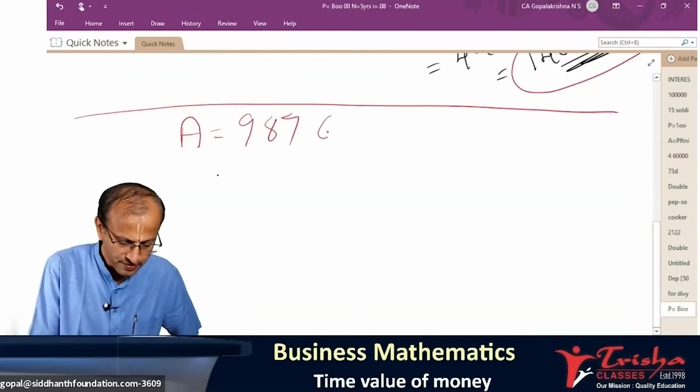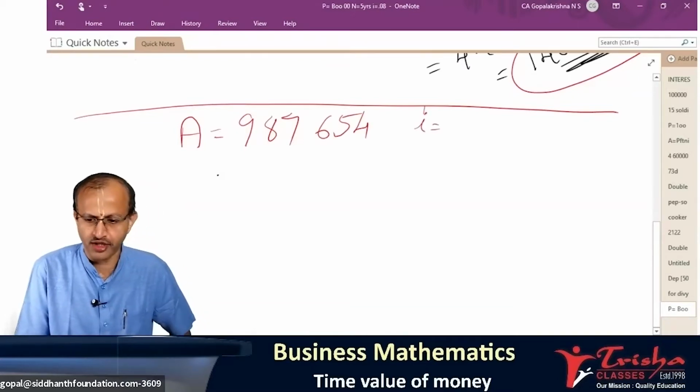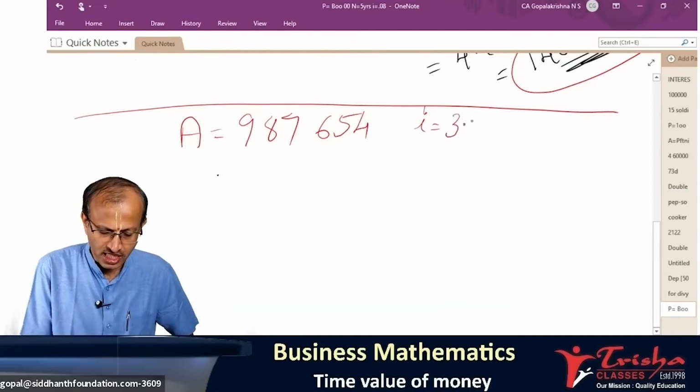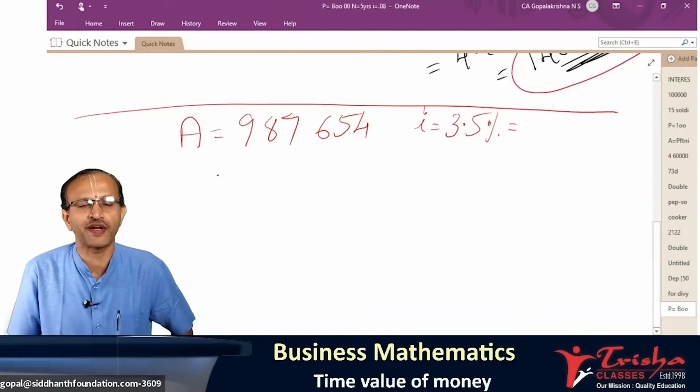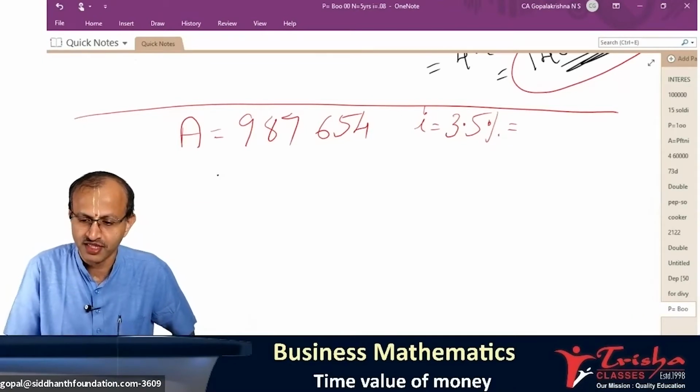9,87,654. I is equal to, can you tell me what was the percentage? 3.5%, but I want in decimal. Can you quickly let me know what is the decimal for 3.5%? Is it 0.35 or 0.035?